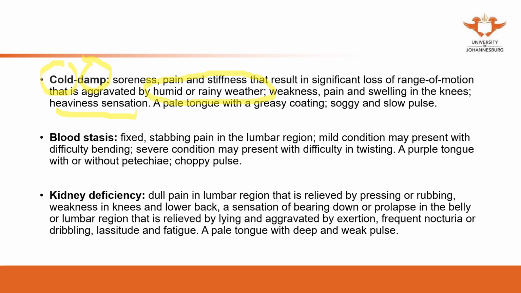If you understand the basic theory, it will be very easy for you, because once you see the cold dampness, you can understand the symptoms directly. When you see the coldness, you know that the tongue will be pale. The dampness can show as a greasy coating or slippery coating. Slippery pulse is also dampness. Slow pulse, coldness. For blood stasis, a fixed pain, stabbing pain, all come from the basic theory and diagnostics. The patient may present with a purple tongue and choppy pulse.